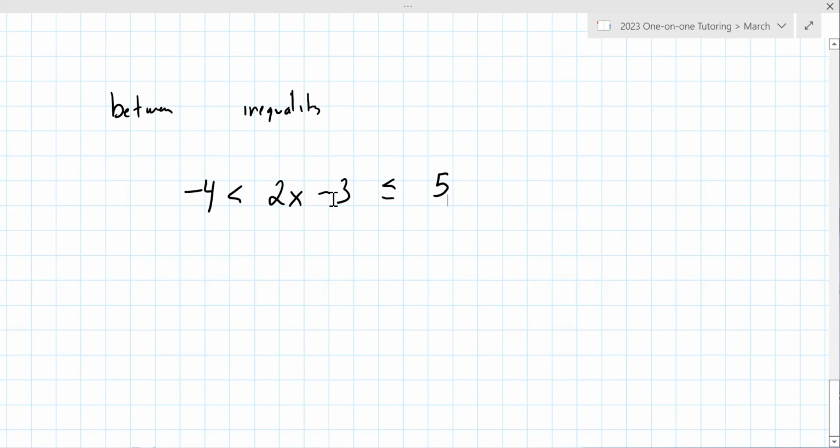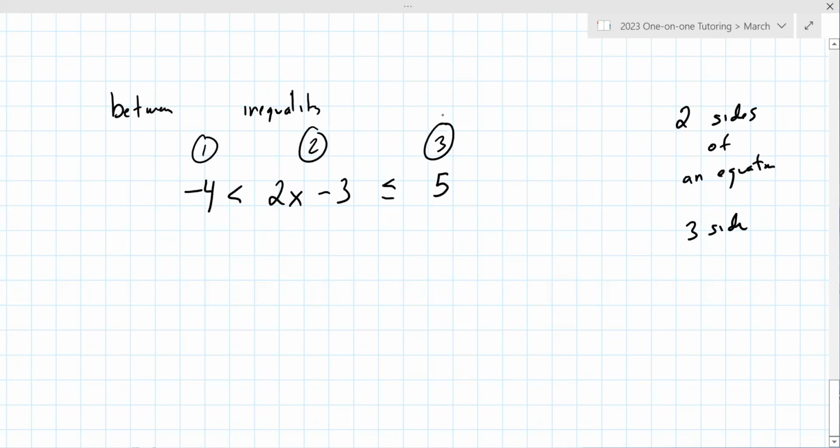Now some students like to break these apart. I think it's better just to work on them right here in the middle. We're used to the idea that there are two sides of an equation. In this problem, you almost look at it like there's three sides, because there's the side on the left, the side in the middle, and the side on the right. Your goal is to still isolate x, so you want to undo anything that keeps x from being by itself in here.